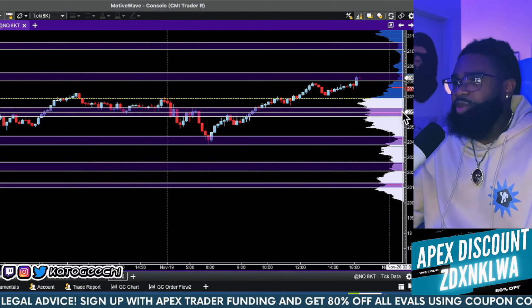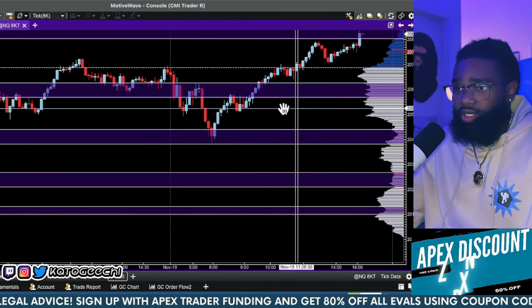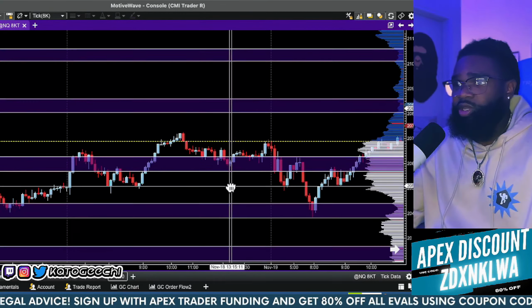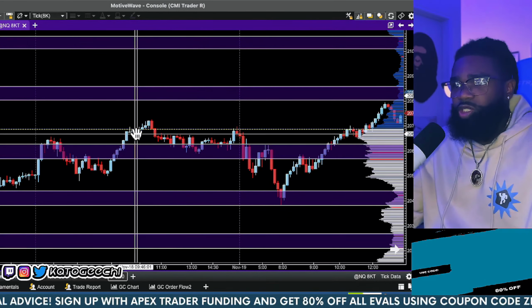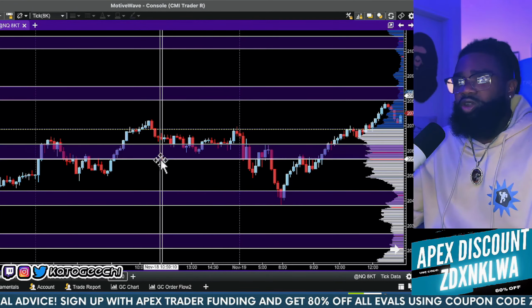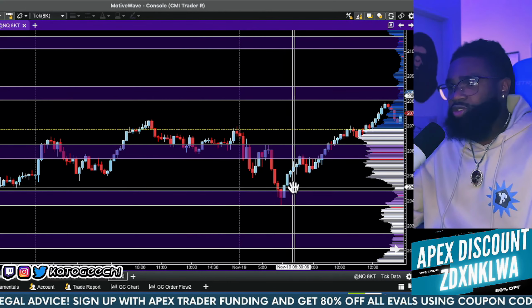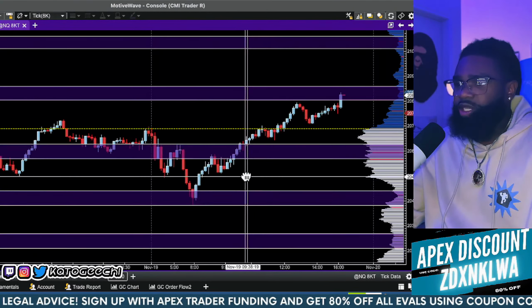This value area is going to be the value area low here in this scenario. This is the value area low, this yellow line, right? What does price do? Price comes up, crosses it, comes back down, retests it, shoots down. This is what a lot of people are taking their trades based off of.